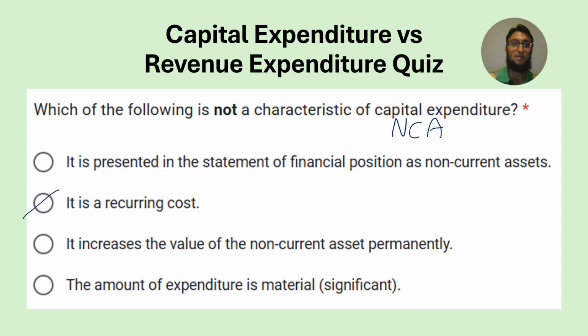Third, it increases the value of the non-current asset permanently. That is a correct statement. And fourth, the amount of expenditure is material or significant, and that is also a correct statement.